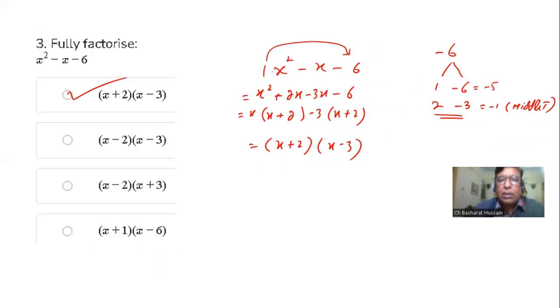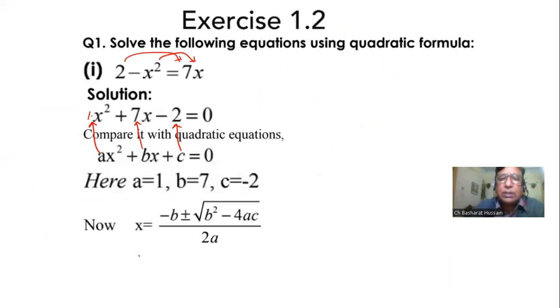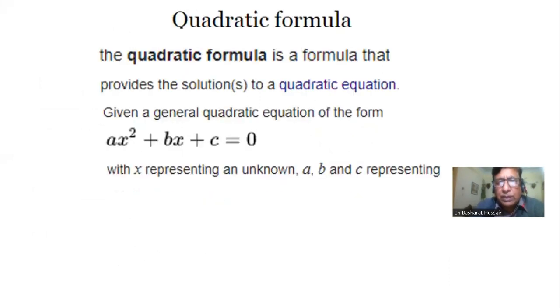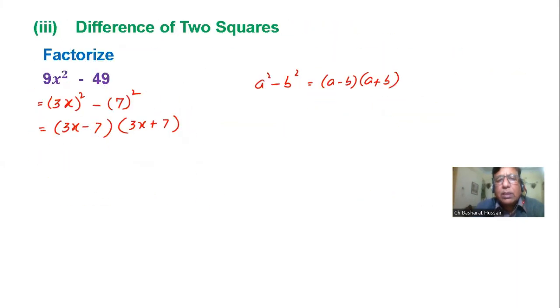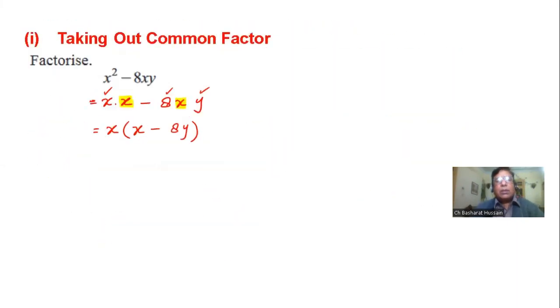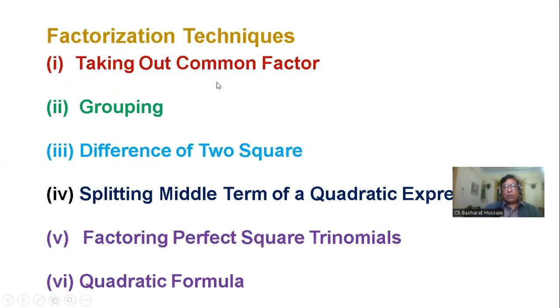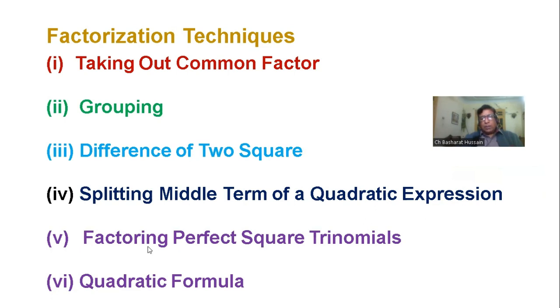Okay, so this is all about today's topic of factorizations. In this, we have discussed all the 6 common ways of factorization. And what are those? I repeat: taking out common factors, grouping, difference of two squares, splitting middle terms of quadratic expressions, factoring perfect square trinomials, and last we use the quadratic formula. So these are the 6 common ways of factorization, and I hope these topics are clear to you and all your issues about factorization are addressed.